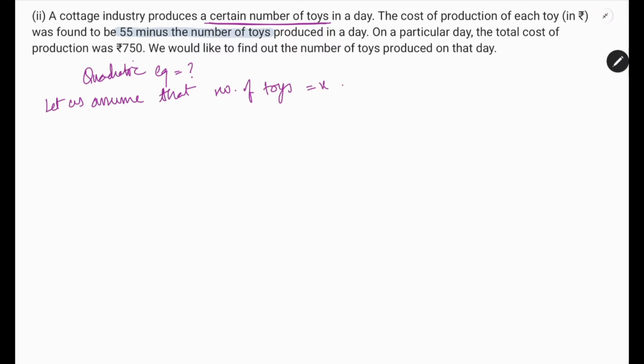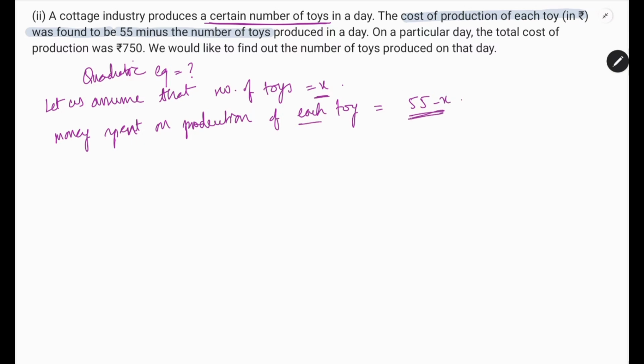The next condition is the cost of production of each toy. Here, what is the money spent on producing each toy? The money spent on production of each toy was found to be 55 minus the number of toys. 55 minus the number of toys, which is x. This is for each toy.